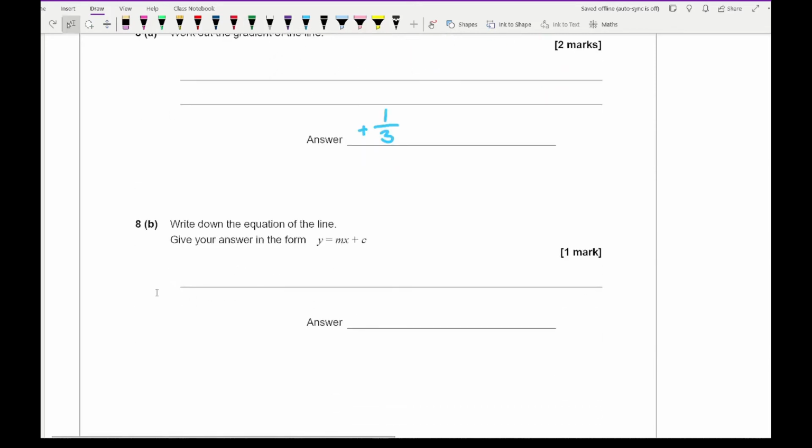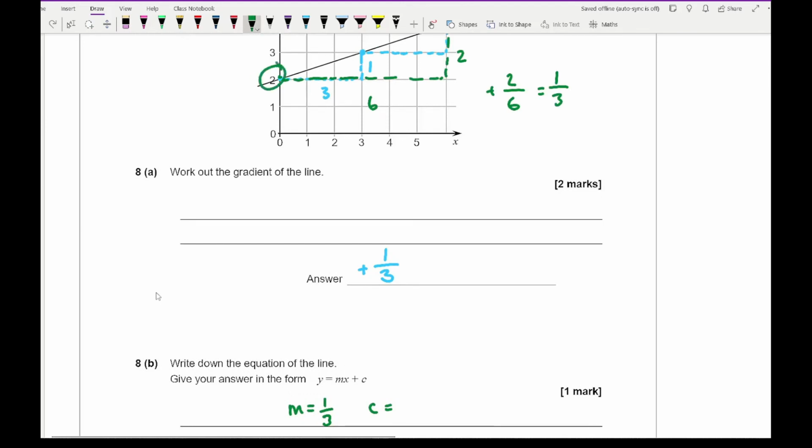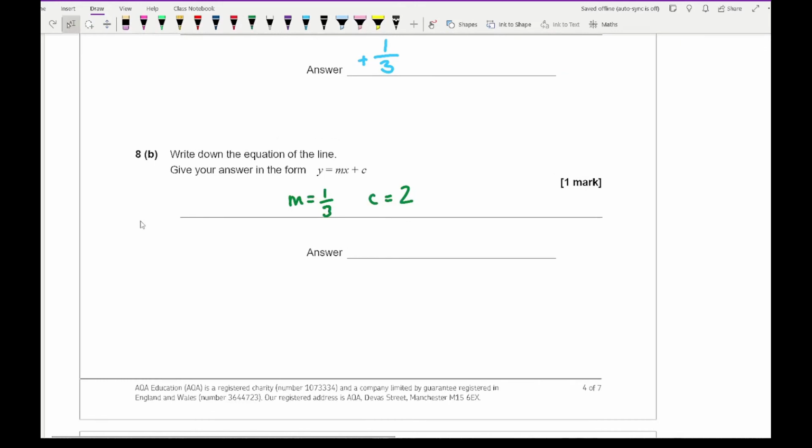Next question then says write down the equation of the line. Well, we know that m, which is the gradient, is 1/3, and the y-intercept of this line is at 2. So c equals 2. So if we substitute those numbers into the formula, we get y equals 1/3 x plus 2. Now you could even write the equation as 2y equals x plus 4, but I would say that is probably the most popular answer.